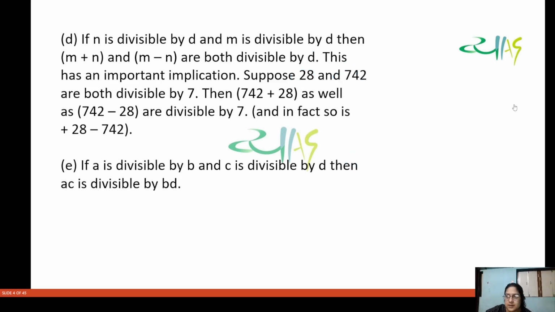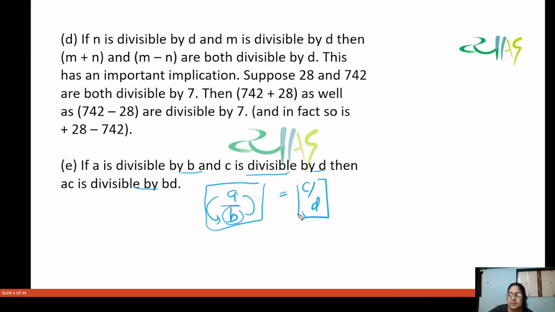Now let's look at this. If A is divisible by B and C is divisible by D, then AC is divisible by BD. Okay. So what it is saying is that if B is a factor of A, or A is divisible by B, anything you can say. And C is divisible by D, that means D is a factor of C, then obviously A into C is also divisible by B into D. All right. So this is very simple.